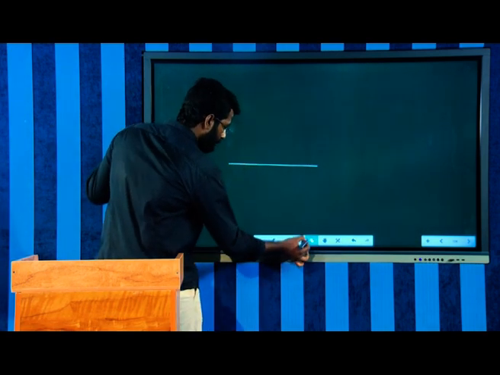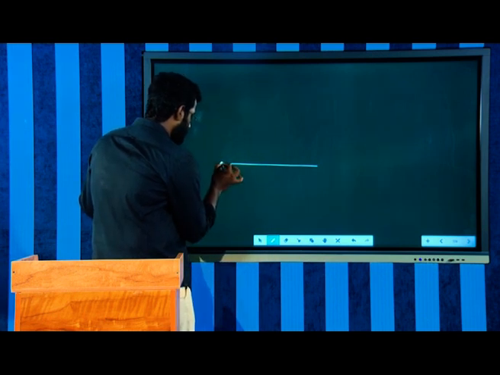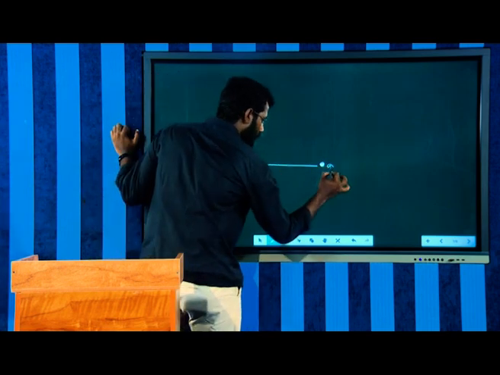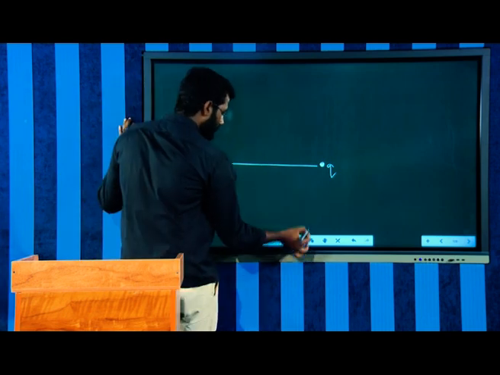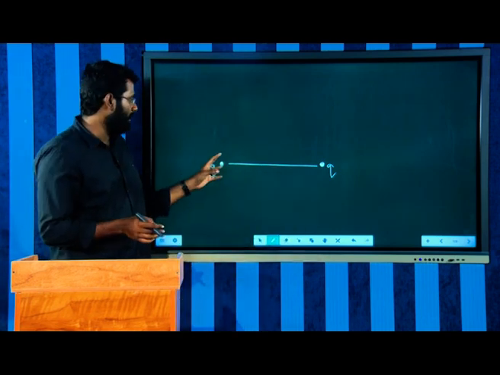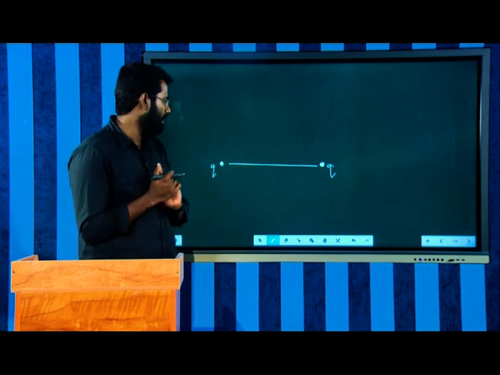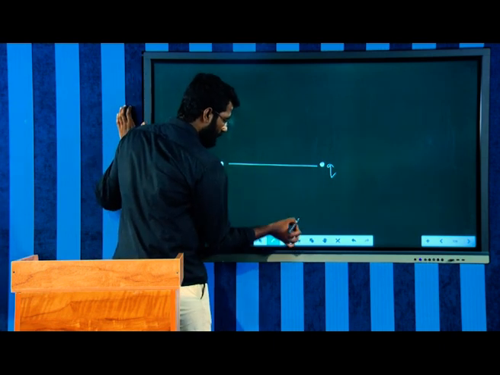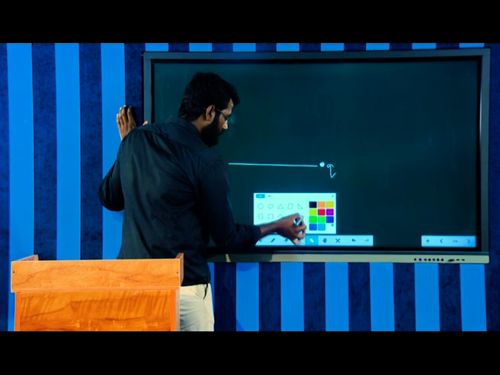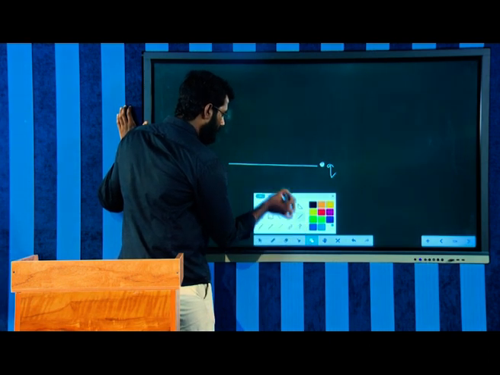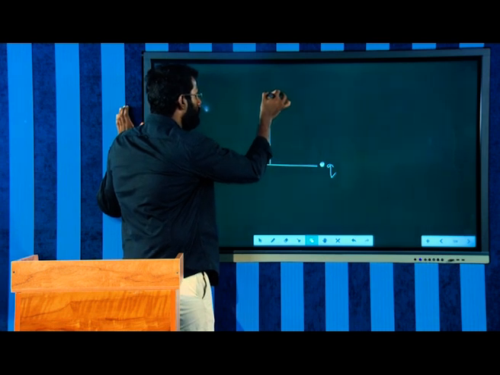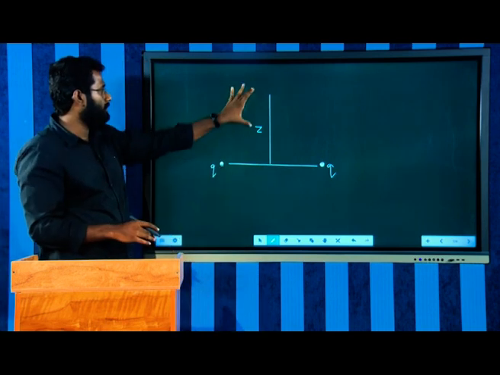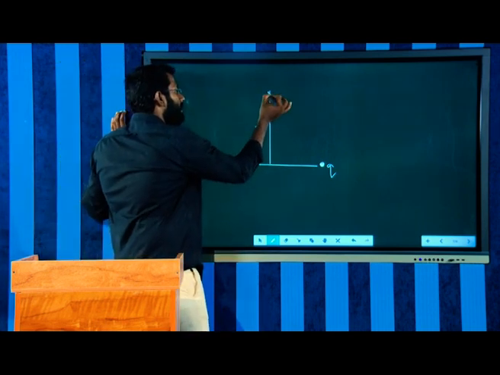So, you have 2 charges, one here and one here, each of magnitude Q. They have the same magnitude, and we want to calculate the electric field due to these 2 charges at a particular point. The point is exactly above the midpoint of this line, at a distance Z from the midpoint. So we want to find the electric field at this point P.